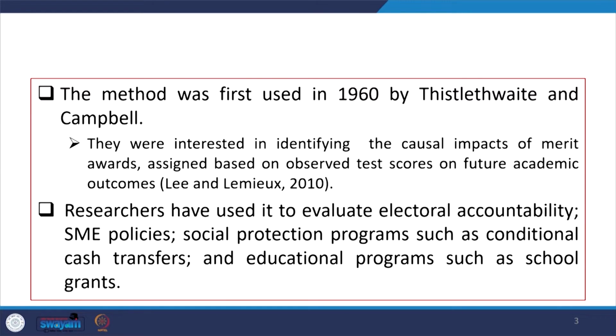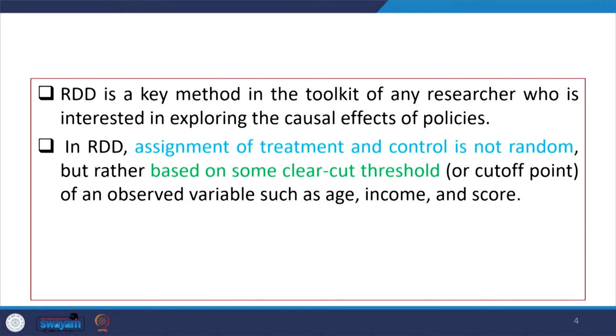Researchers have used it to evaluate electoral accountability, SME policy, social protection programs such as conditional cash transfers, and educational programs such as school grants, etc. RDD is a key method in the toolkit of any researcher who is interested in exploring the causal effects of policies. This time the Nobel Prize has been awarded to the persons who worked on causal inference, so you can also read their document along with this basic guidance.